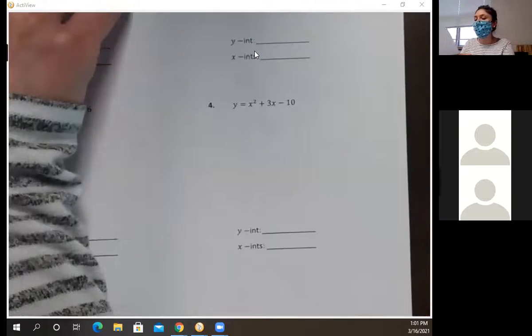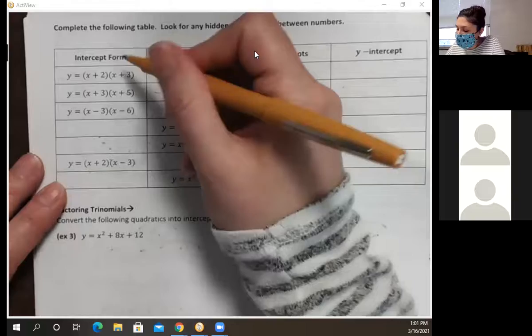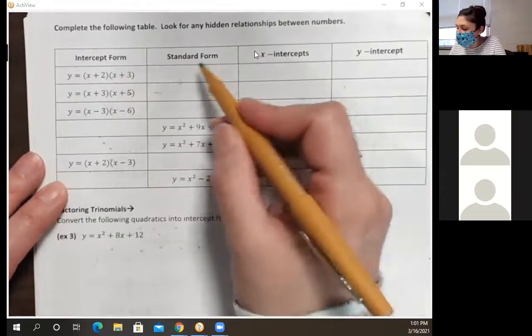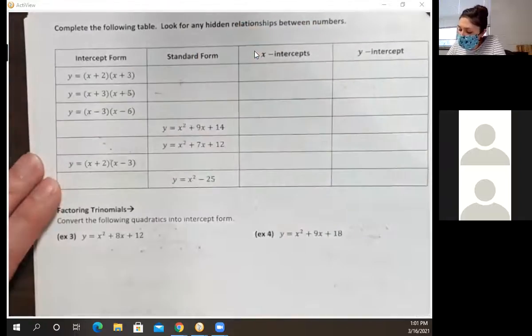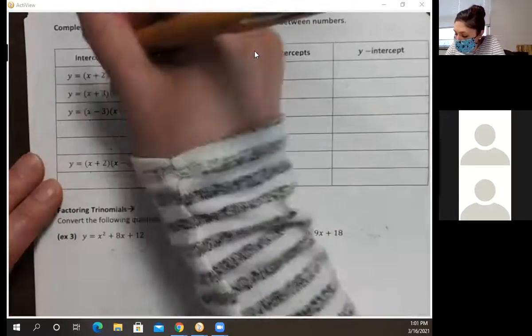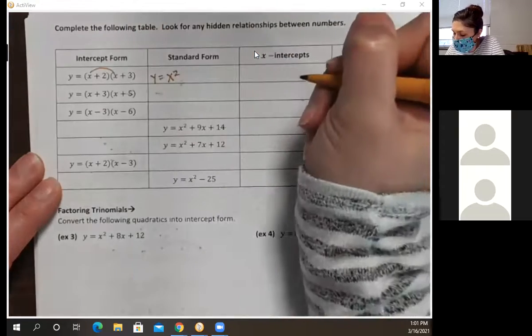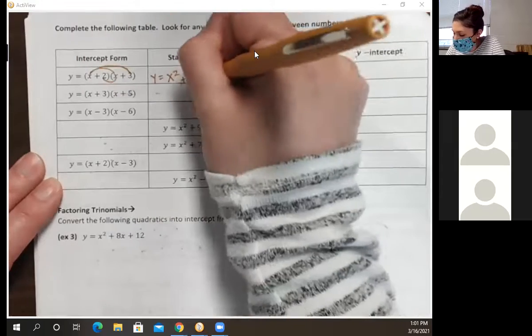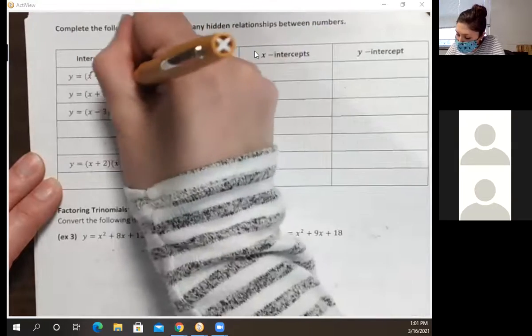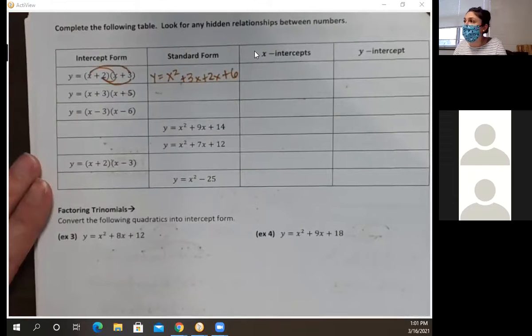Okay, let's go ahead and move on to page 18. We're going to do some more practice changing from intercept to standard form. So we've got a table up at the top where we're going to have intercept form, standard form, and our x and y intercepts. In order to get standard form, I need to distribute from intercept form. So this would be x squared plus 3x plus 2x plus 6. Remember, for standard form, I need to combine like terms here.